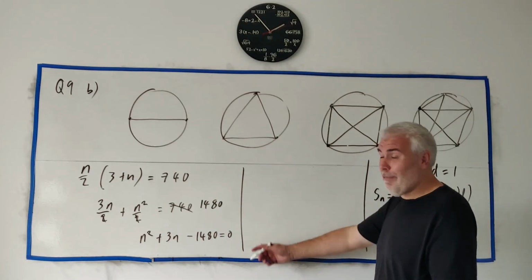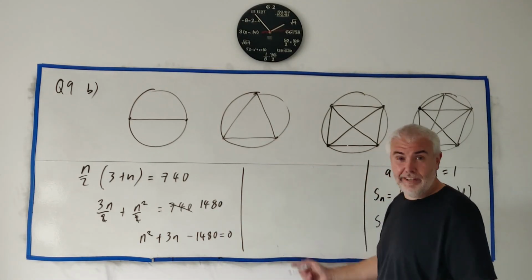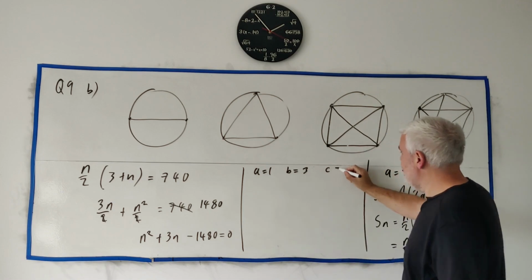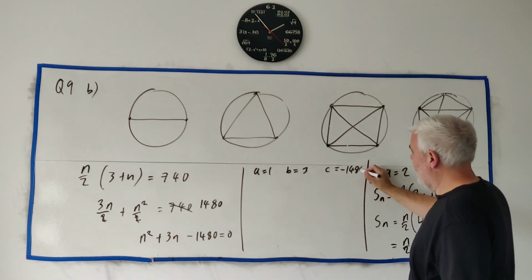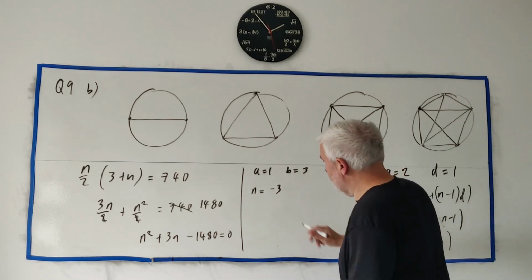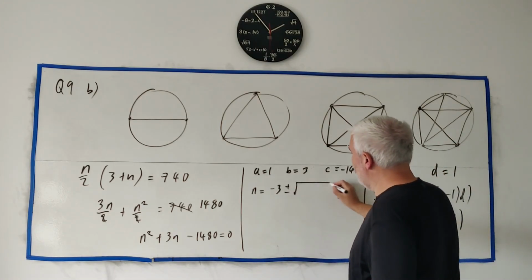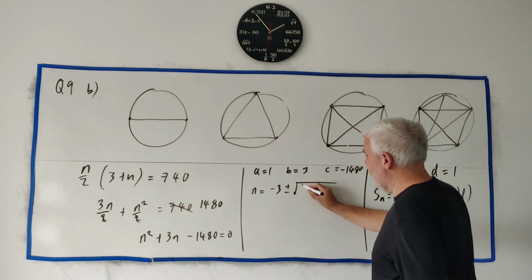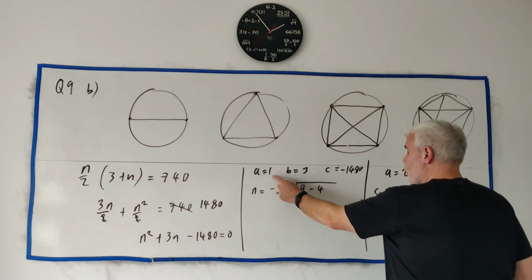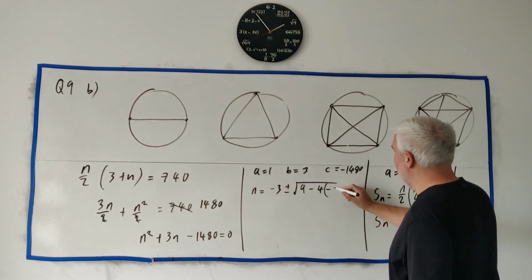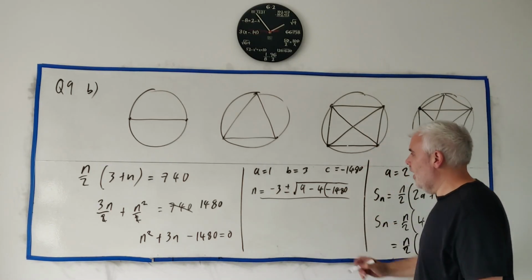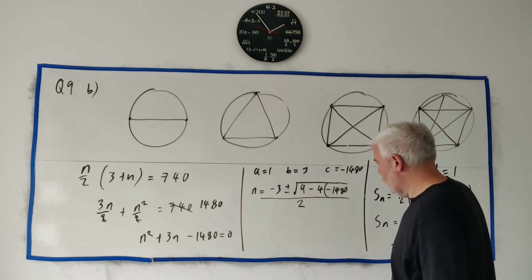How I advise you to do it is the minus b formula. I'll go a little quickly because I don't have that much room. But the minus b formula would have a equals 1, b equals 3, and c equals minus 1480. And that would tell you that n is equal to minus 3, that's minus b, plus or minus the square root of b squared, 3 squared, that's 9, minus 4 times a, so that's minus 4, 4 times 1, that's minus 4, multiplied by minus 1480. So we're going to end up using square root anyway. And this is all divided by 2.